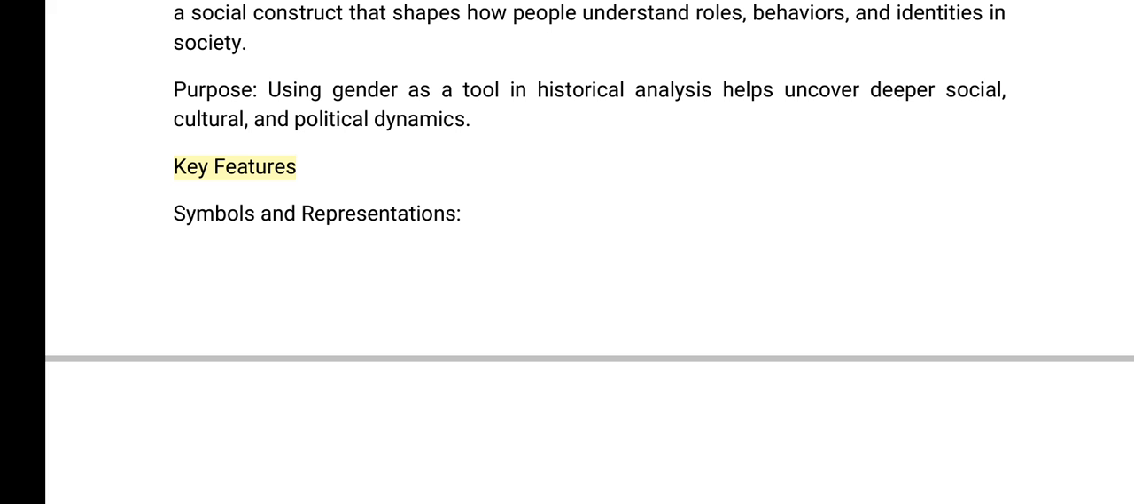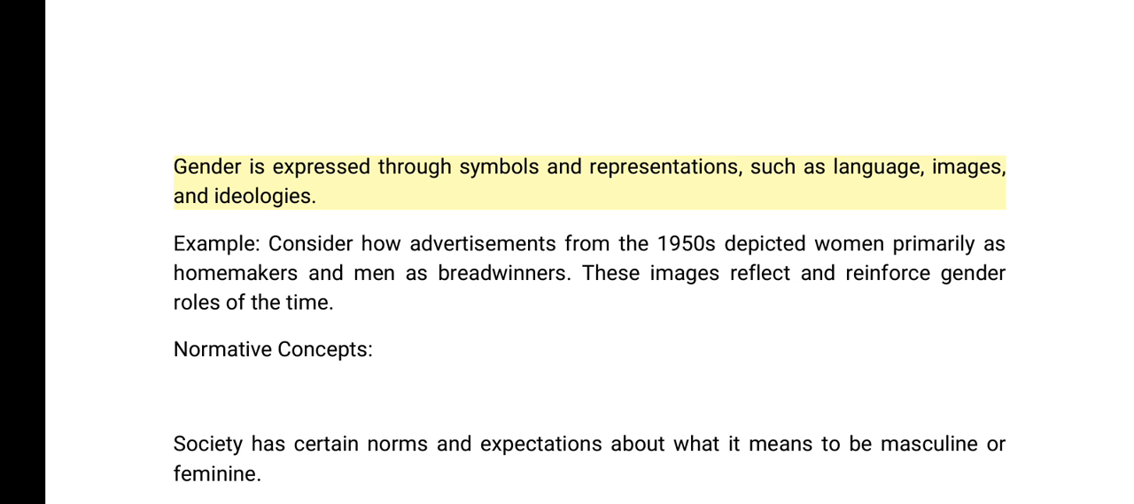Key features. Symbols and representations. Gender is expressed through symbols and representations, such as language, images, and ideologies. Example: Consider how advertisements from the 1950s depicted women primarily as homemakers and men as breadwinners. These images reflect and reinforce gender roles of the time.